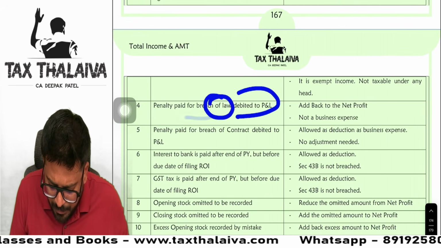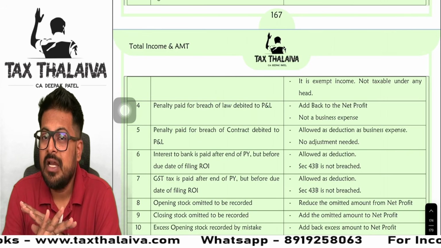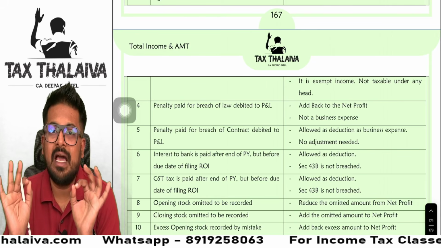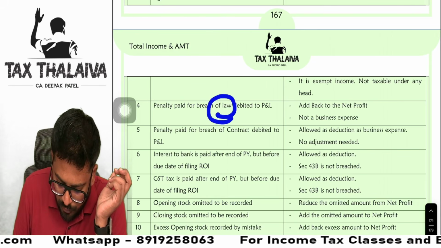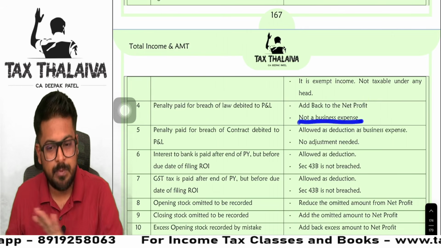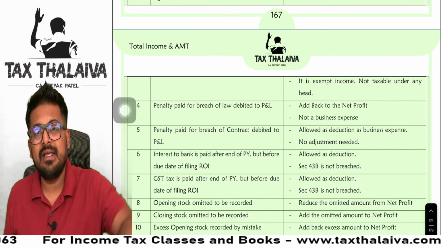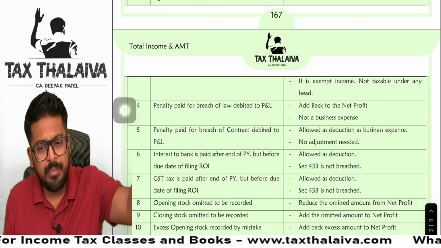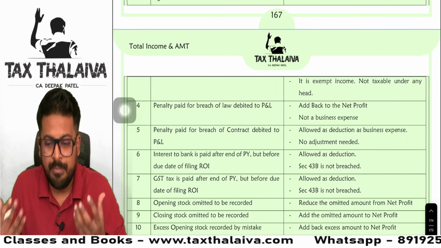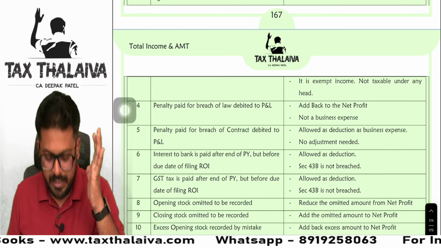Penalty for breach of law debited to profit and loss account. Guys, penalty for breach of law is disallowed, but penalty for breach of a contract is an allowable expenditure. So it is a breach of law, so add back to net profit because we have to disallow. It is not a business expenditure, guys. For penalty for breach of a contract, I just now told you it is an allowable expenditure. It is already debited to profit and loss account, then there is no adjustment needed because it is allowable as a business expenditure. So allowed as a business expense, no adjustment is needed.